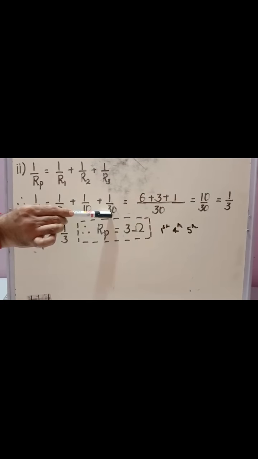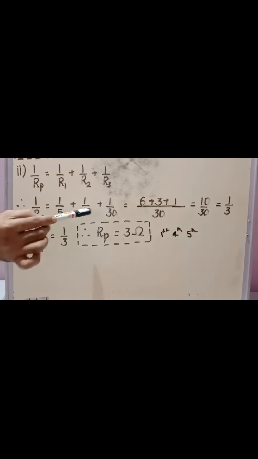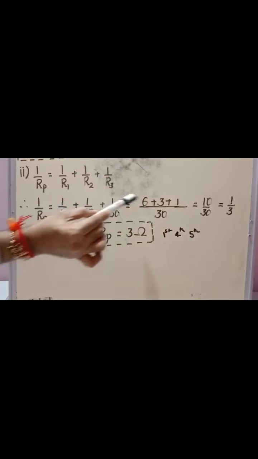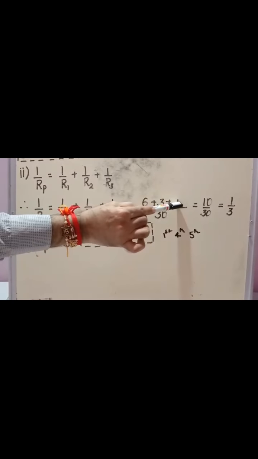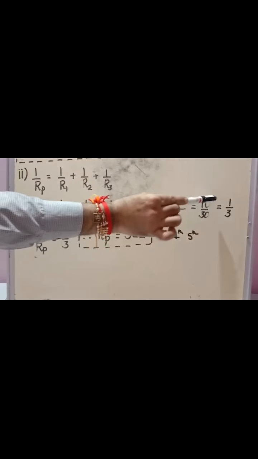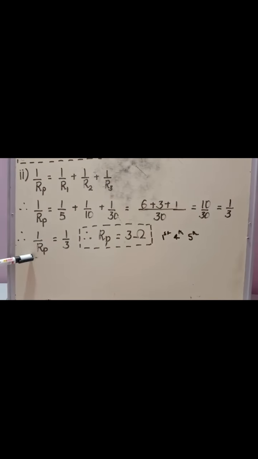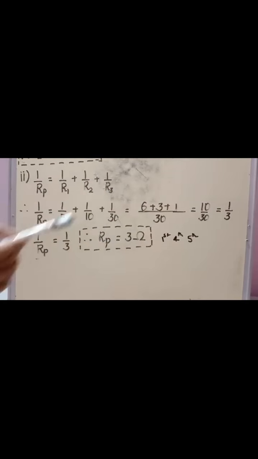There are two methods. One is cross multiplication or LCM. So here I have done the LCM method. 5, 10, 30, LCM is 30. So 5 sixes are 30, 10 threes are 30, 30 ones are 30. So 6 plus 3 plus 1 is 10 upon 30. When we cancel this, it is 1 upon 3. So 1 upon Rp equals 1 upon 3. Inverse of this will be Rp equals 3 ohms. So effective resistance of the circuit is 3 ohms.